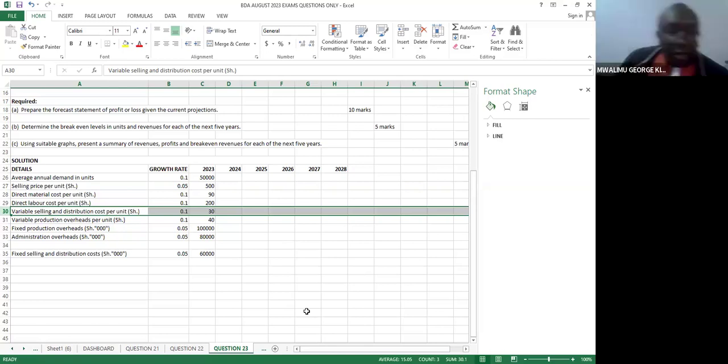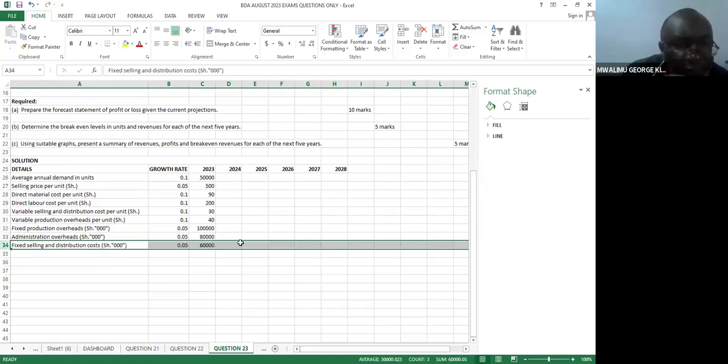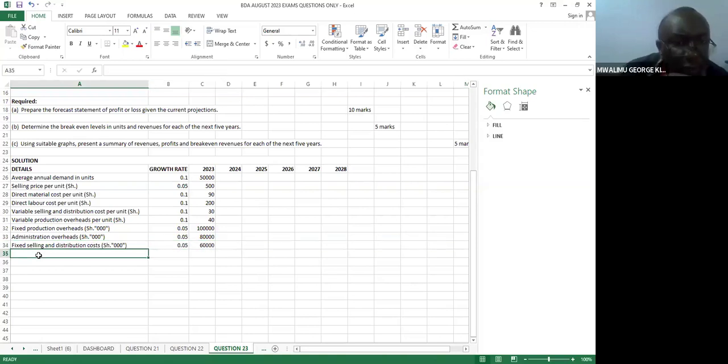Okay, so nilikuwa nataka tuipange hivyo so that tukuje hapa tukishapata the per unit, the variable cost per unit, tutakuja hapa tutafute, ama hata hii naweza iweka. Let's delete this one. Let's delete this one. I think now I have rearranged. Okay. So what else do we require?